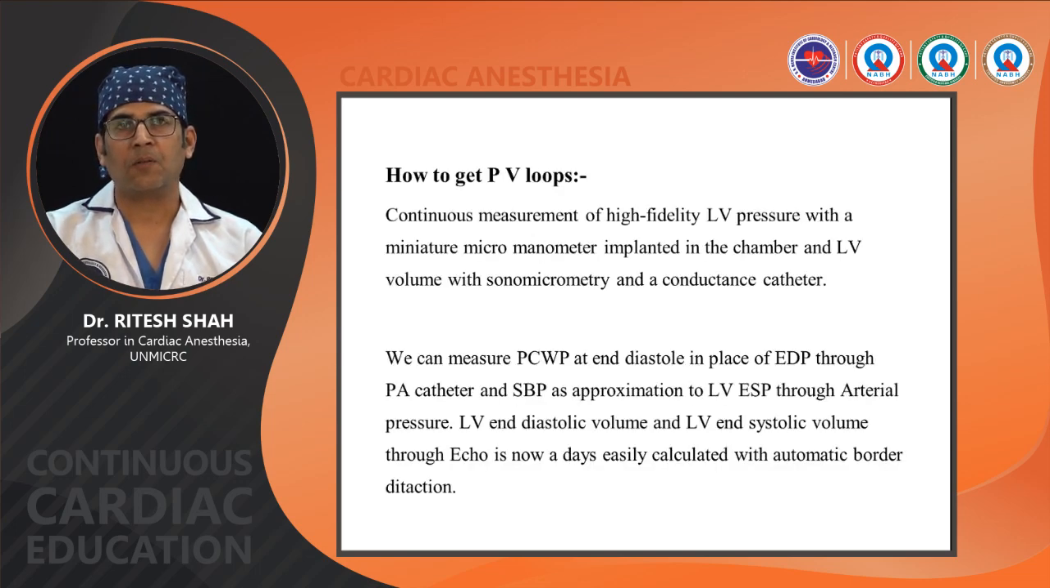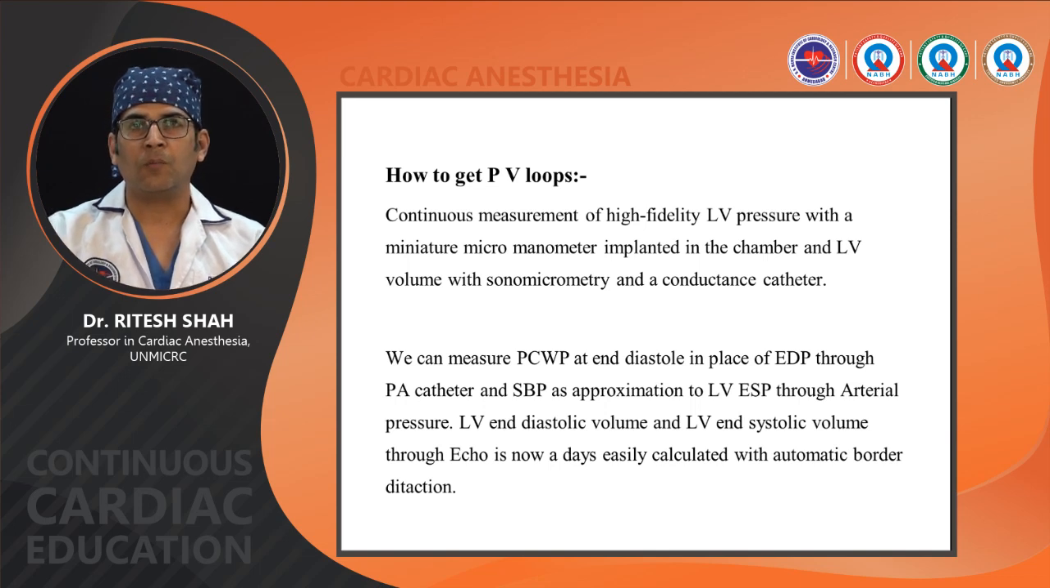How can we get pressure volume loops? In a research laboratory, we can get continuous measurement of LV pressure with the help of a micromanometer implanted in the chamber of the LV, and LV volume with sonomicrometry and a conductance catheter.